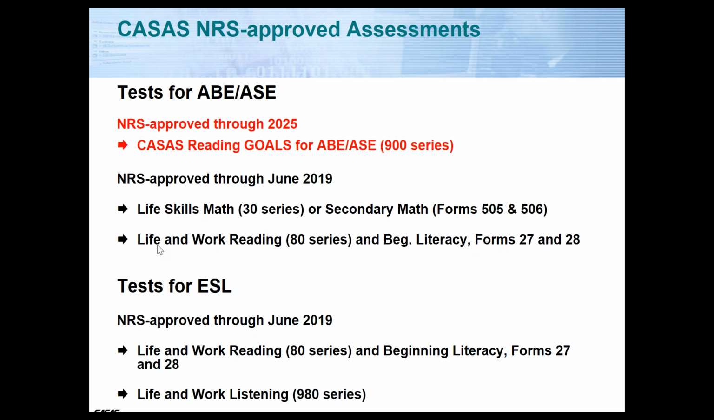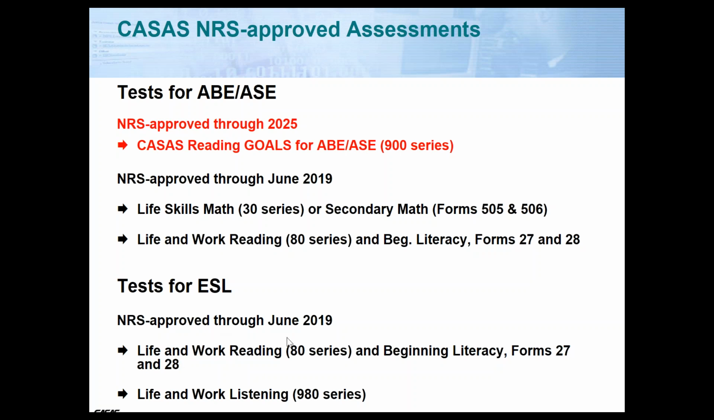So with ABE-ASE, you could use the Reading Goals series. You could also continue to use Life and Work Reading, and then later transition to the Reading Goals series. And as far as math is concerned, you would need to use the Life Skills Math 30 series. And for the advanced level D, if you like, it's more academic, you can use the secondary math, which is also NRS approved. It's forms 505 and 506. So those are the possibilities for ABE and ASE programs right now.